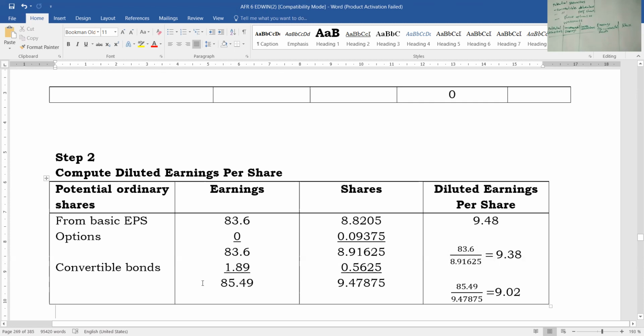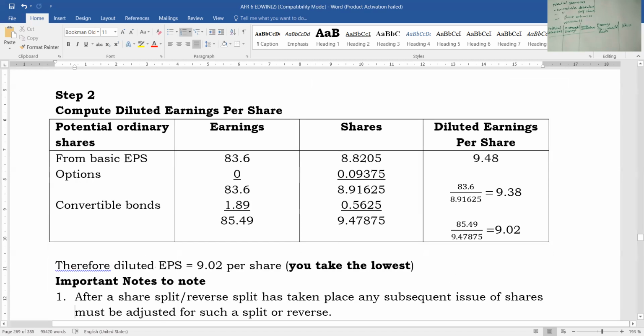Then finally, now you deal with the convertible bonds. So the convertible bonds, I think you remember we got the earnings of 1.89 and the shares of 0.5625. So again, you add and you get the totals there, then you divide the two. So that you get 9.02. Then now, in order to get the diluted earnings per share, you pick the least out of the three. The least is 9.02. Any question? Because we are done with that question. That is why you can see, therefore, diluted earnings per share is 9.02 per share. So you take the lowest.